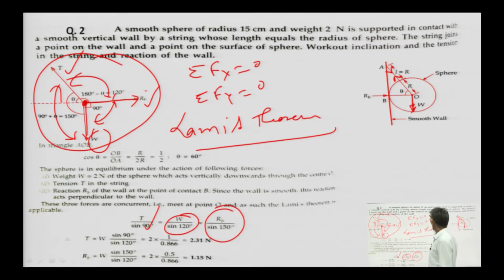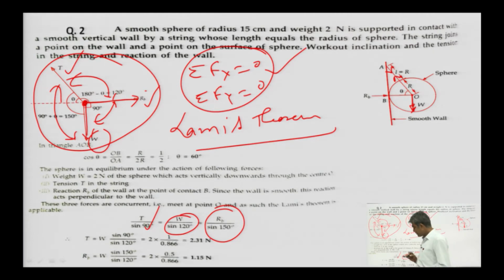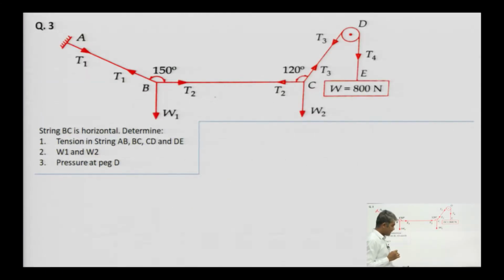In spite of using these equations, we can also use Lami's principle if and only if at any point three forces are there. If four forces are there, then we cannot apply it. Let us consider this problem. Here we need to find the value of tension in the strings. There are three strings, 1, 2, 3, and we need to find out the tension in the strings.